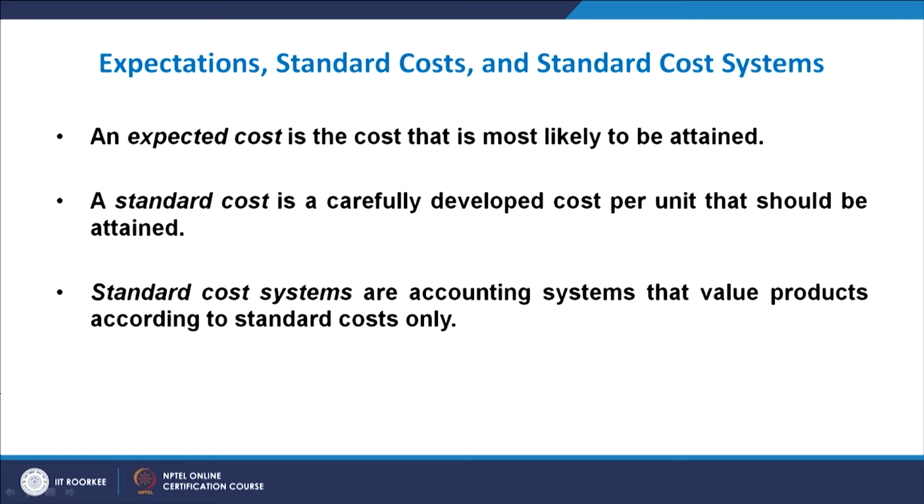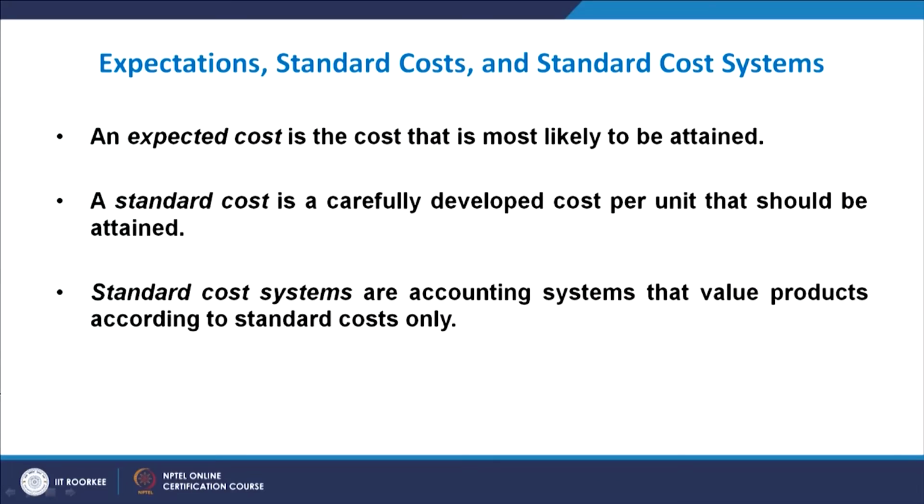An expected cost is a cost that is most likely to be attained. So, this is expectation, the most likely to be attained cost. What should be the normal cost of production? This is the expected cost, and you can say it is related to the expectations. Number 2, a standard cost is a carefully developed cost per unit that should be attained. One is the expectation without doing anything, and the second is the carefully worked out cost, which you call the standard cost. And the standard cost systems are accounting systems that value products according to the standard costs only, right.